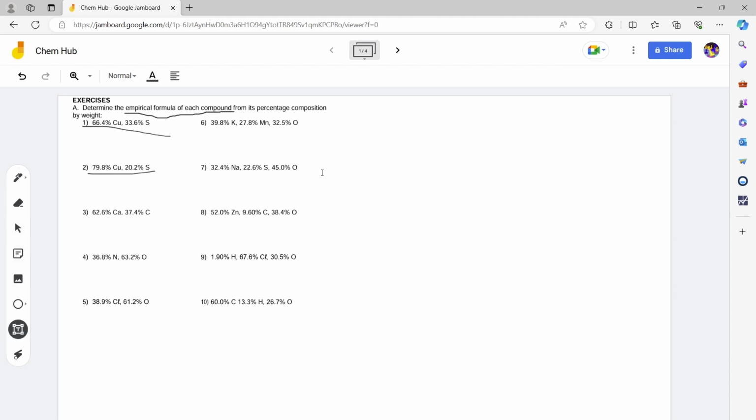So the way we're going to do that is, let's start with problem 1, where we have 66.4% copper and 33.6% sulfur. So you might be wondering, how are we going to find the empirical formula? Now, step 1 is we're going to have to convert this to grams. So the easiest way to do this would just be to do this out of 100 grams, so that we can just simply convert the numbers from percentages to grams without doing any math. 66.4 grams copper and 33.6 grams of sulfur.